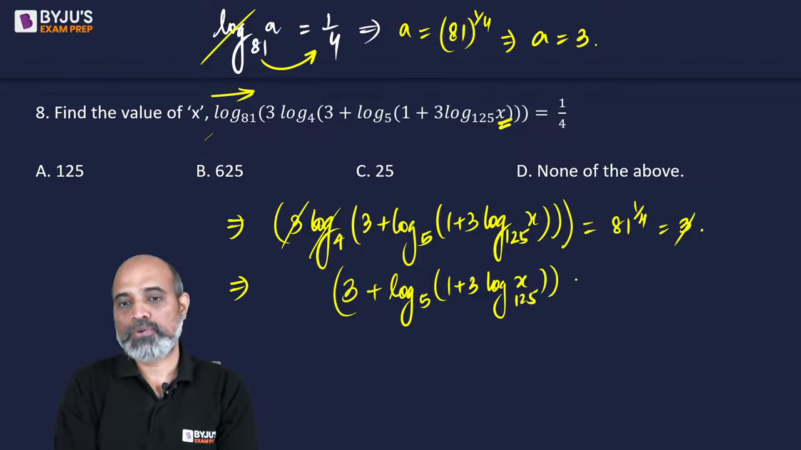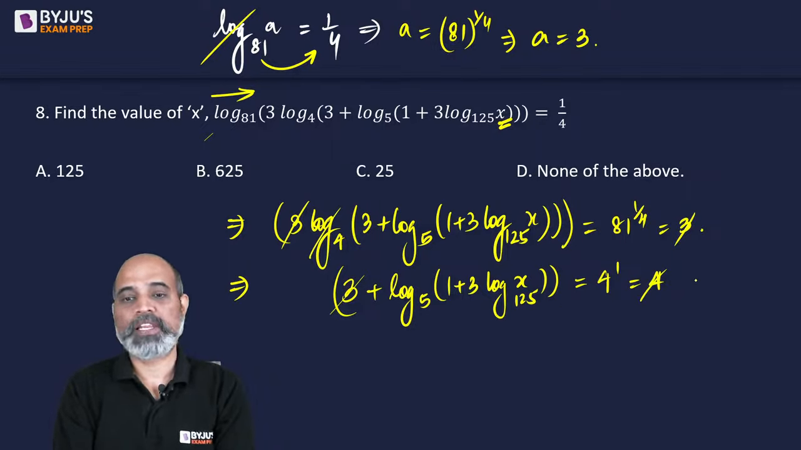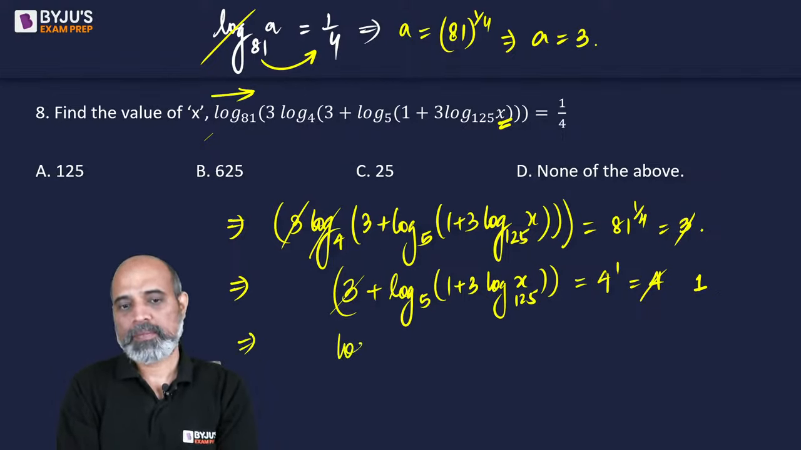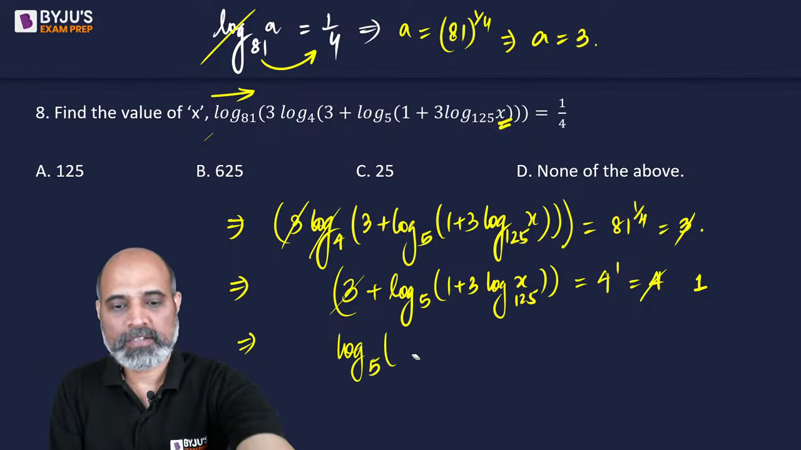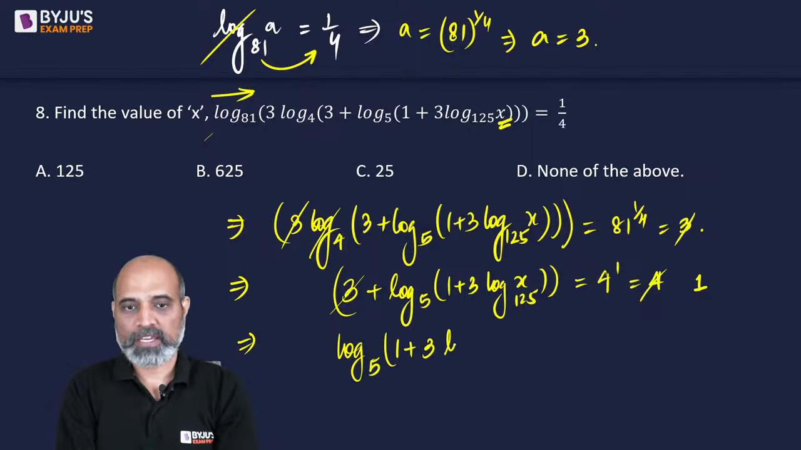And this 4 will go to the other side and this 4 to the power 1 becomes 4, right? Which is 4. Now this 3 and this 4, this 3 will go to the other side and we will be left with 1 over here, 4 minus 3. Now I am left with the next log, which is 1 plus 3 log x to the base 125, which is equal to 1.